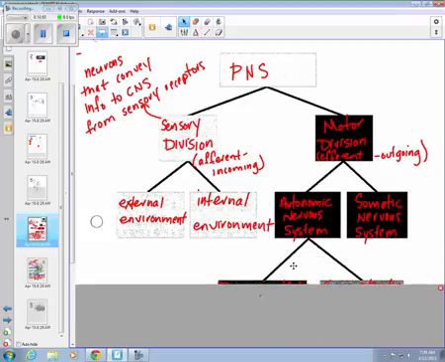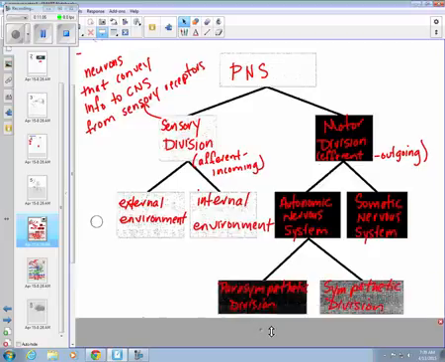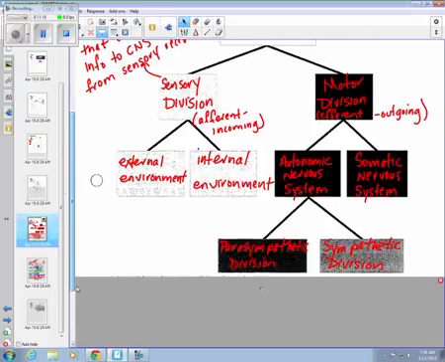I didn't write anything else. Okay, move over to the motor division. The motor division is then broken into the stuff in your body that happens automatically, or the stuff that would be the somatic nervous system. So that would be your skeletal muscle, things that are any voluntary movement would be the somatic nervous system.